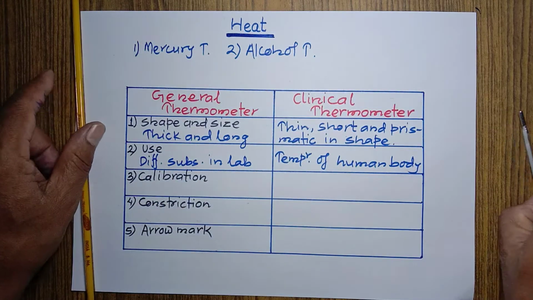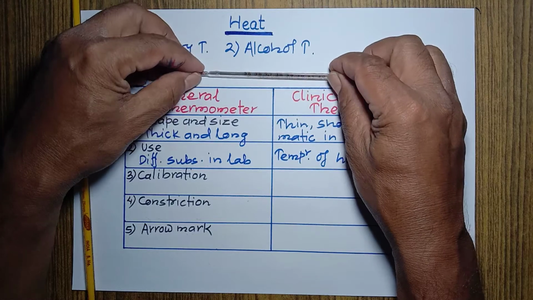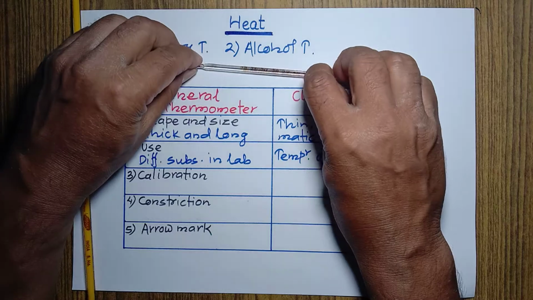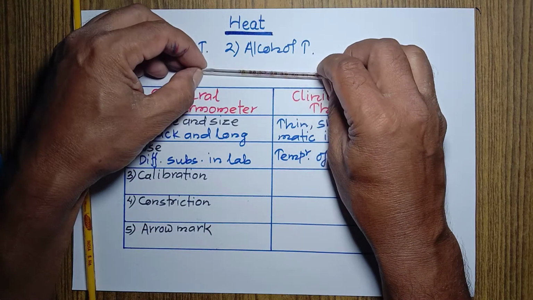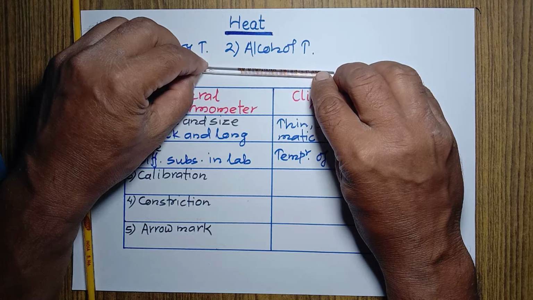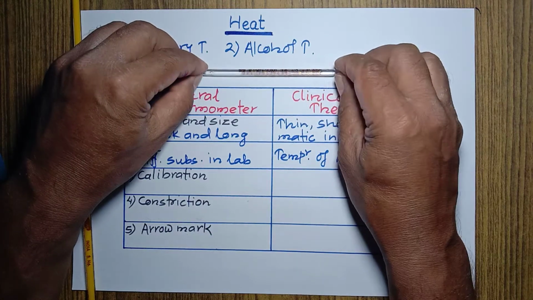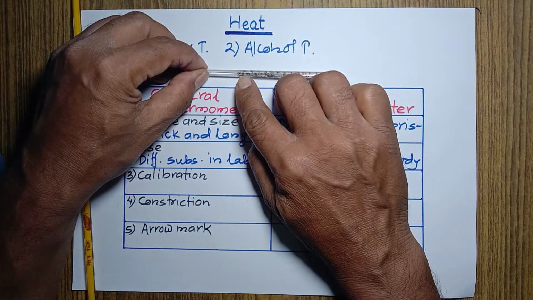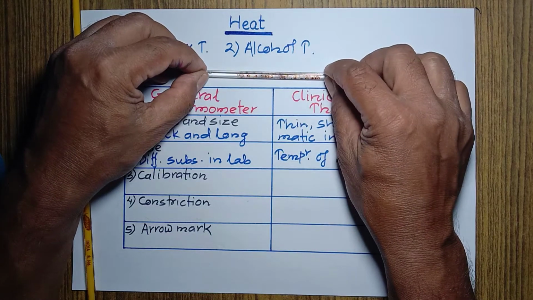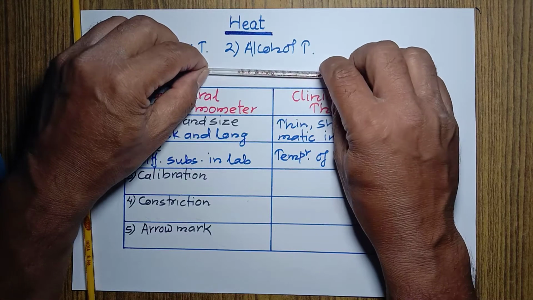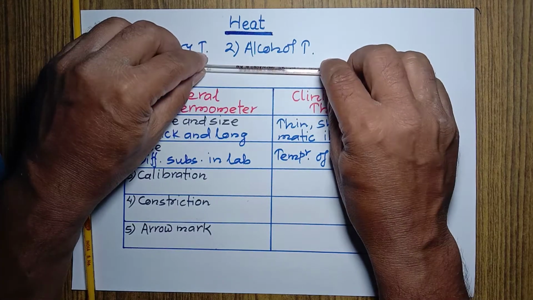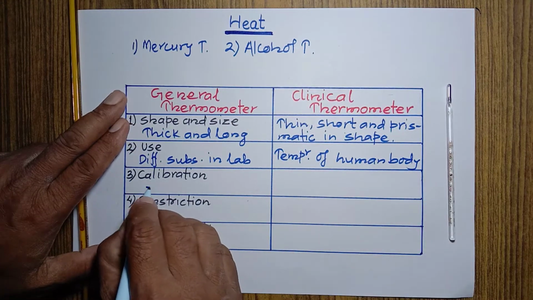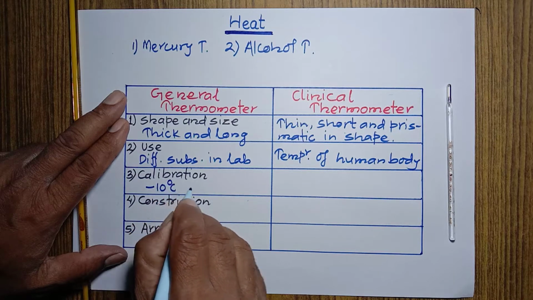It is calibrated from -10 to 110 degrees Celsius. But look at this one. This is calibrated from what? In degrees Celsius, it is calibrated from 35 degrees Celsius to 42 degrees Celsius. If you want to know in Fahrenheit scale, look at this, it is calibrated from 95 degrees Fahrenheit to 108 degrees Fahrenheit. Here it is written degree Fahrenheit also. Here it is written degree Celsius. Okay, this is another difference which can be written. This is calibrated from -10 degrees Celsius to what?